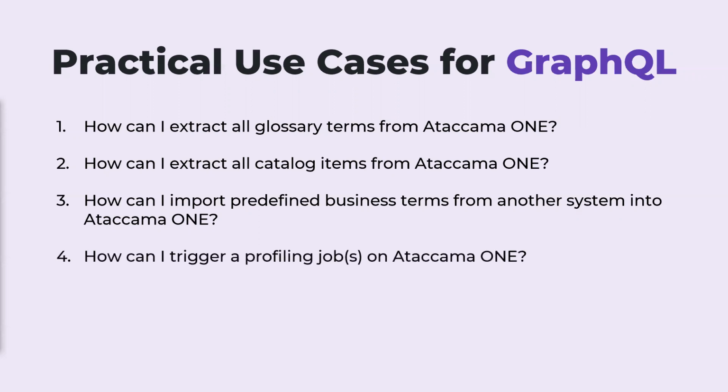Let's take a look at our fourth use case: how to trigger profiling on catalog items. Profiling on Ataccama can be triggered either manually or scheduled, but sometimes we need to trigger a profiling job as part of a CI/CD process when new datasets are created or updated. This is when we can use GraphQL to trigger profiling jobs on Ataccama automatically based on another external event.